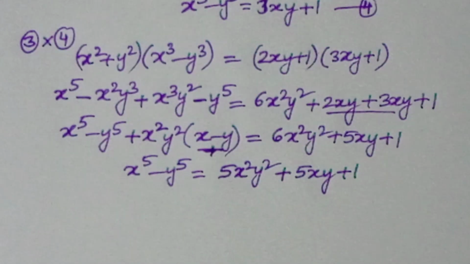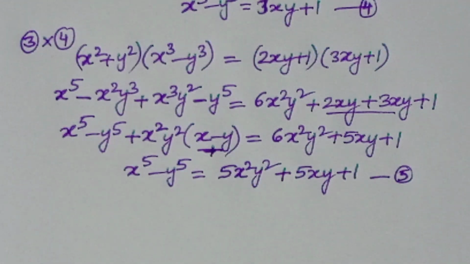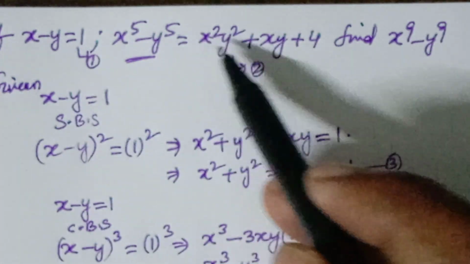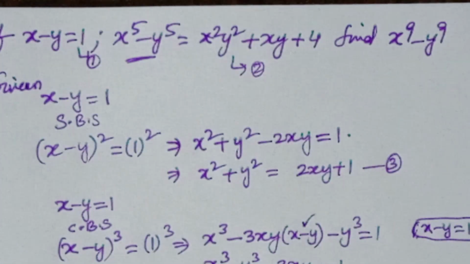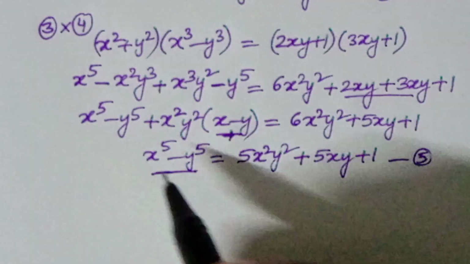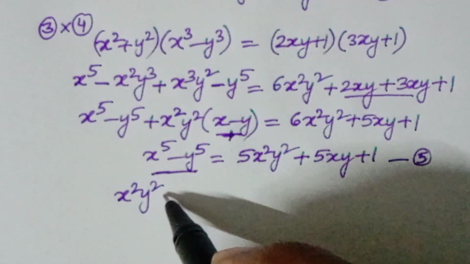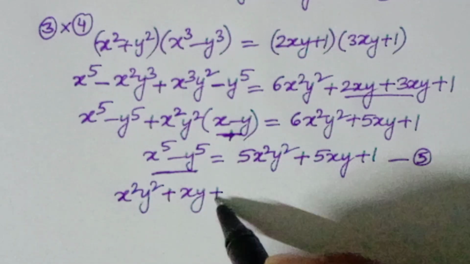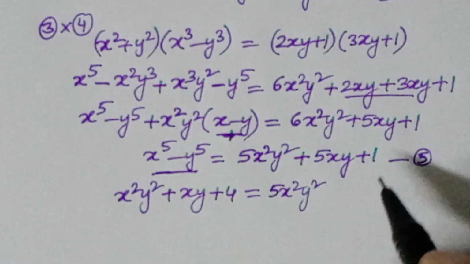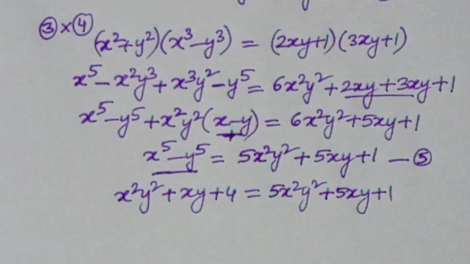So here from this, let it be 5. The second one is given: x power 5 y power 5 value is given. In the second one, x power 5 y power 5 value is x square y square plus xy plus 4, that we are using now. So in the place of x power 5 y power 5 I am writing x square y square plus xy plus 4 is equal to 5x square y square plus 5xy plus 1 now.